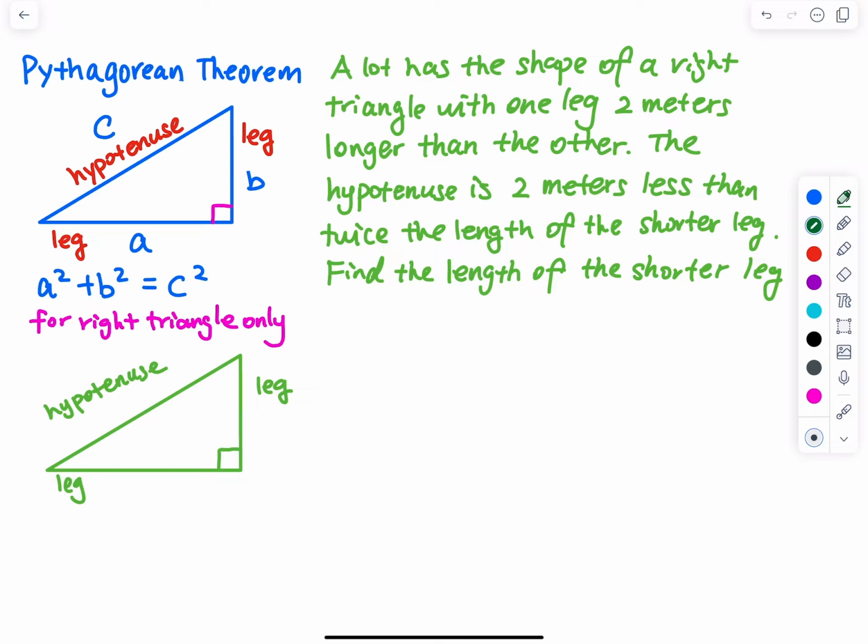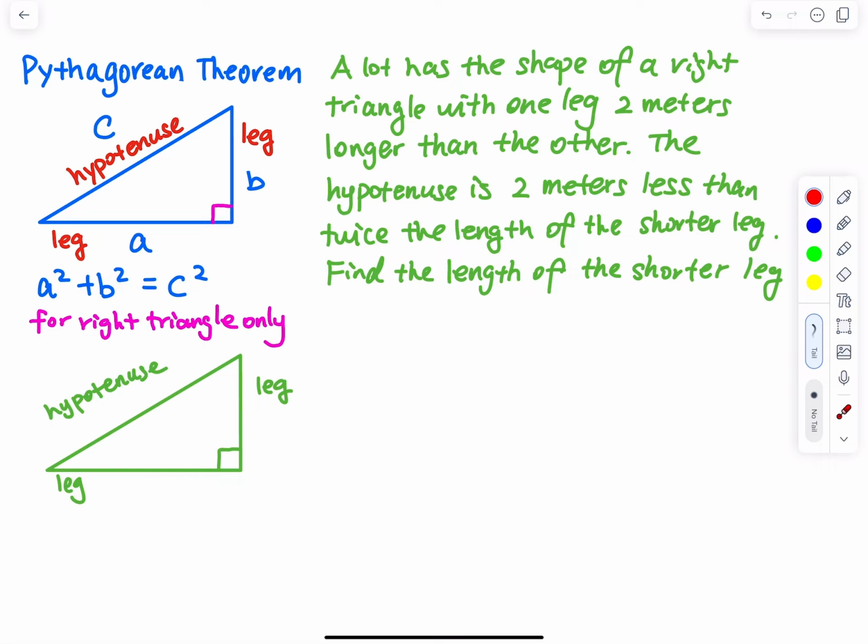Pythagorean theorem. We have a right triangle, this blue right triangle. Why is this a right triangle? Because one of the angles is 90 degrees. So this is 90 degrees. And then I have two legs. So this is leg A, this is leg B. And then I have the hypotenuse, called C, which is the longer side.